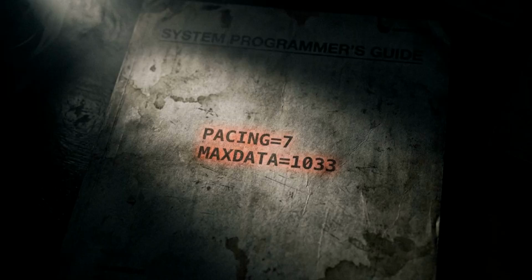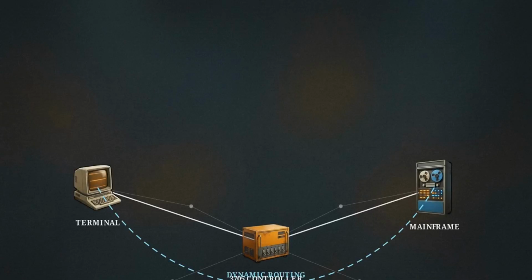This programming guide shows how administrators hard-coded pacing windows and memory addresses. Network traffic was statically planned out in advance, byte by byte. If a terminal attempted to dynamically route its own data, like modern computers do, the analog noise of the era would have instantly destroyed the transmission.